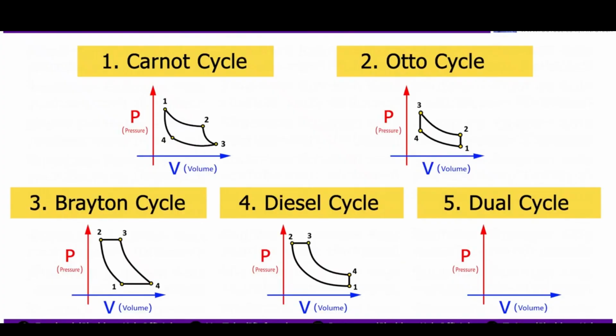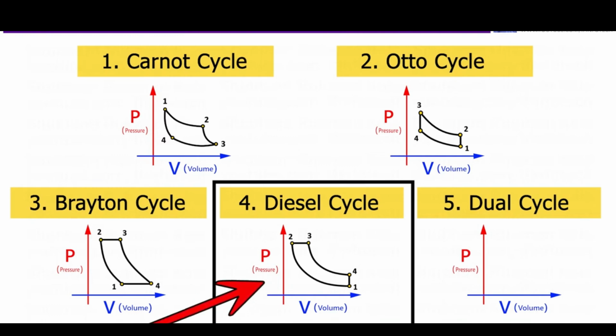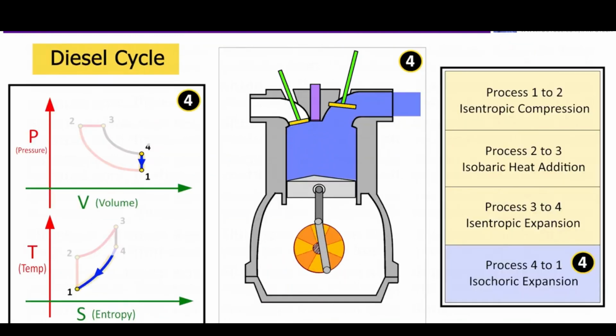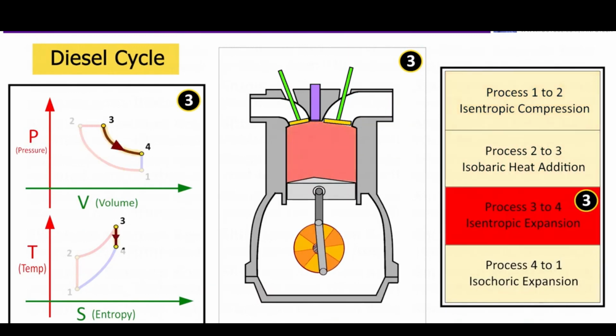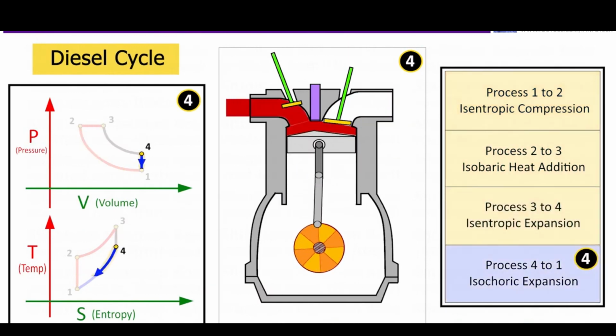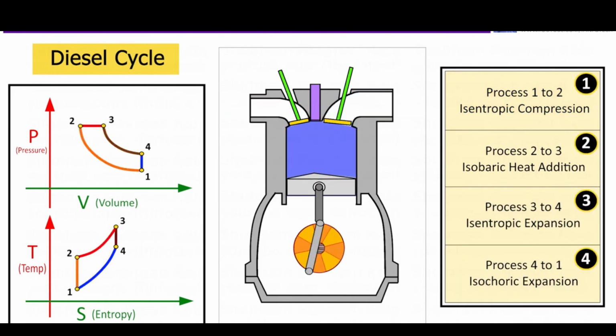This is the cycle. Our topic is the diesel cycle. We are seeing that in the diesel cycle there are four processes: isentropic compression, isobaric heat addition, isentropic expansion, and isochoric heat rejection. We are going step by step. The first process is the isentropic compression.